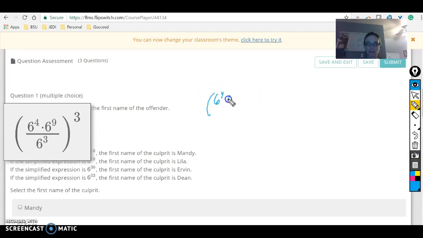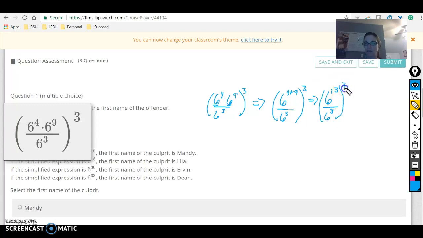6 to the 4th times 6 to the 9th over 6 cubed and all to the 3rd power. So my first step is going to be combining 6 to the 4th and 6 to the 9th. Since these are the same base, I can add my exponents. So I've got 6 to the 4 plus 9 over 6 to the 3rd, and still all to the 3rd. This becomes 6 to the 13th over 6 cubed, all cubed.